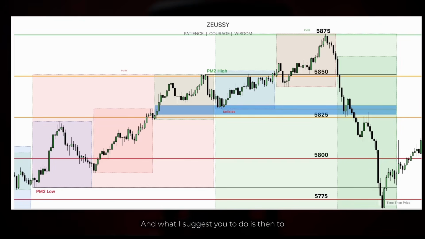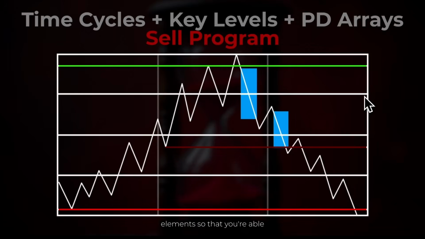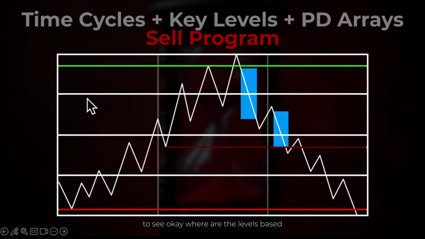And what I suggest you do is then to start blending the two elements so that you're able to see where the levels are based upon the indicators it's plotting. It's doing that calculation for you, so it saves you a lot of time. And next to that, where are the time cycles, meaning where are the start and end of these time windows. Once you start paying attention to both time cycles and these ranges, I promise you that you're going to see a completely different side of the markets that you have never seen before.